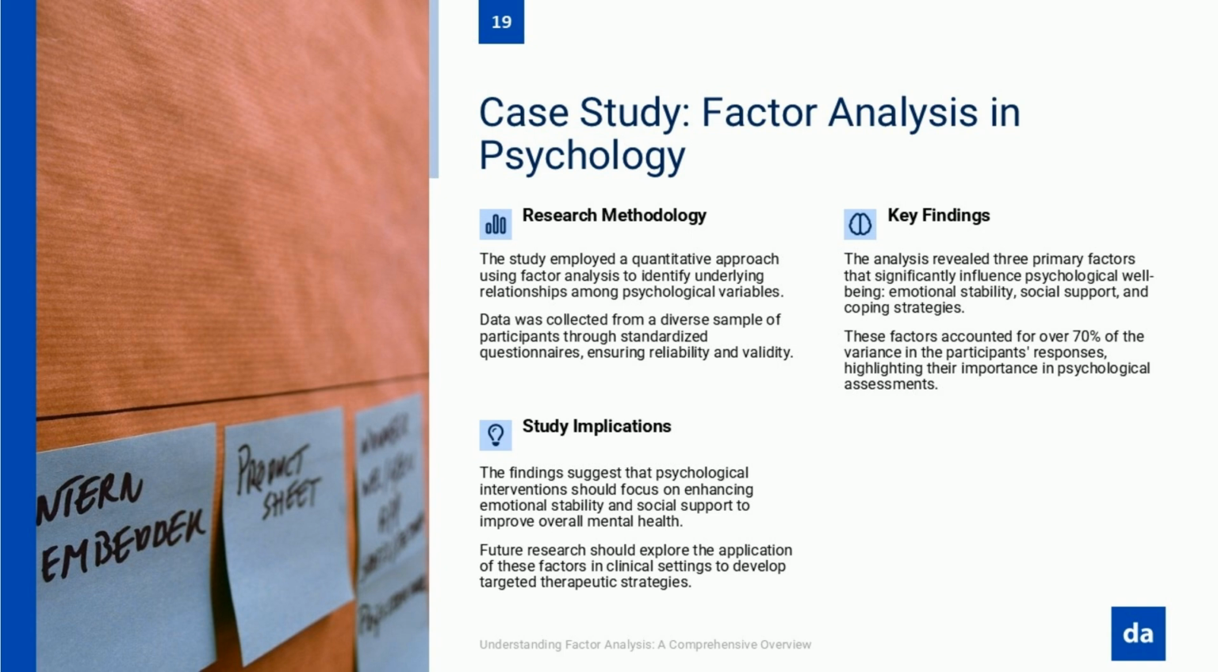In a more recent study, psychologists used factor analysis to explore mental health and well-being. They collected survey responses measuring emotional stability, resilience, and life satisfaction, identifying three major factors influencing mental well-being: emotional stability, social support, and coping mechanisms. These findings didn't just help categorize mental health traits, they also influenced the development of better therapy techniques and intervention programs.